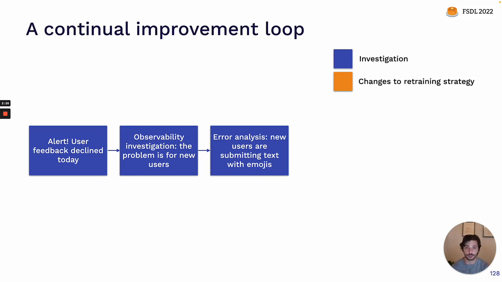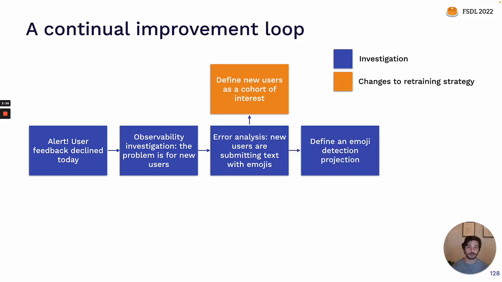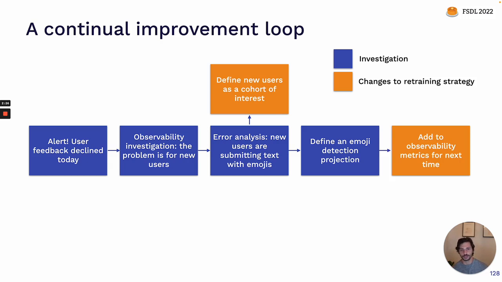So here's where we might make the first change to our retraining strategy. We could define new users as a cohort of interest because we never want performance to decline on new users again without getting an alert about that. Then we could define a new projection that helps us detect data that has emojis and add that projection to our observability metrics so that anytime in the future, if we want, as part of an investigation, to see how our performance differs between users that are submitting emojis and ones that are not, we can always do that without needing to rewrite the projection.